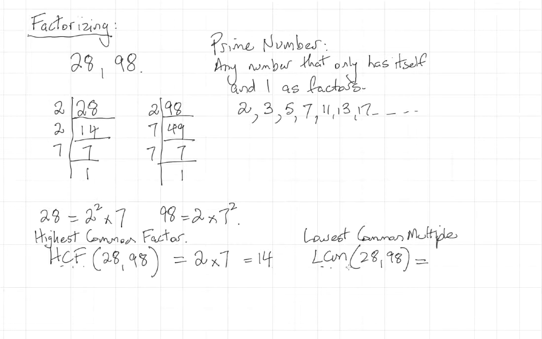Now to work out the lowest common multiple, we're looking for the smallest number that both 28 and 98 go into evenly. The way to do that is to write down one of the prime factorizations. Usually you write down the largest one, and we've got 2 times 7 squared. We haven't finished yet. Looking at the other one, have we got a 2 squared there? No, we haven't. So we've got to make that into 2 squared.